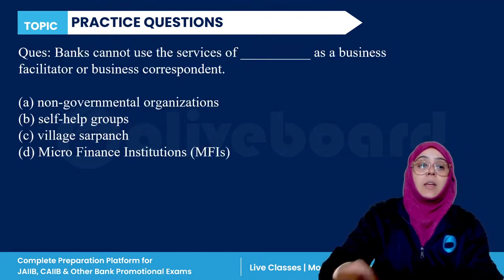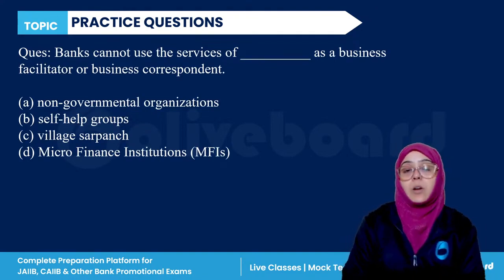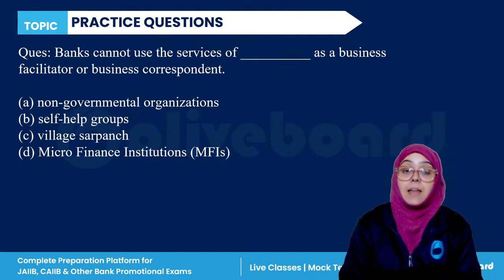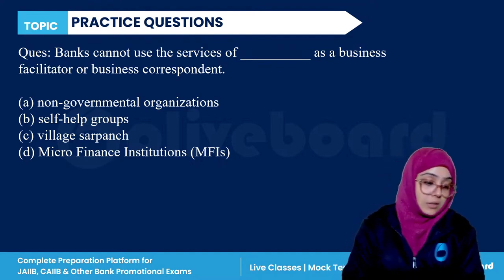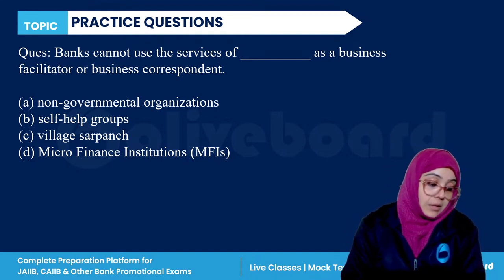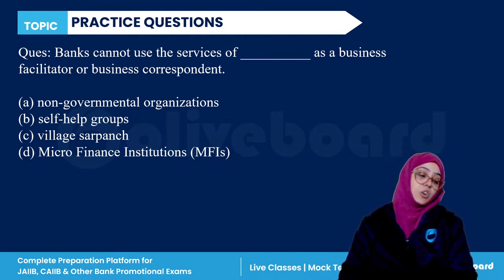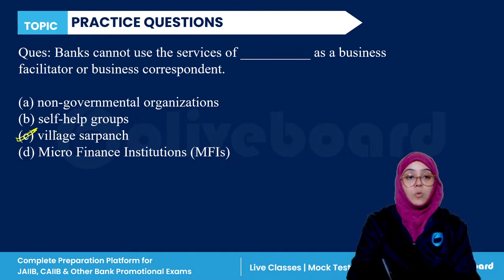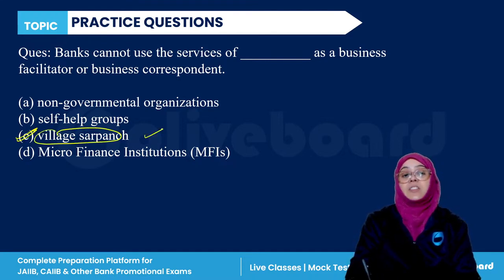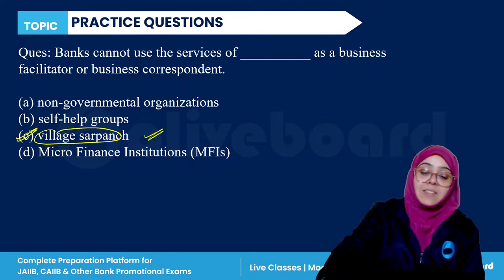Next question is what? Bank cannot use the service of dash as a business facilitator or correspondent. Very easy. Bank cannot use the service of whom as business facilitator or correspondent? So yes, it is village sarpanch. I have told you. Yes, Smriti. Good. Village Sarpanch, it is not used as facilitator or correspondent. C is the correct answer.